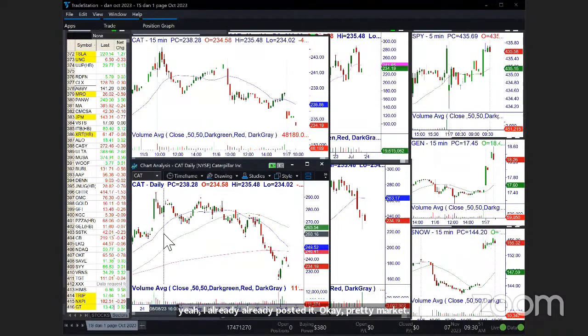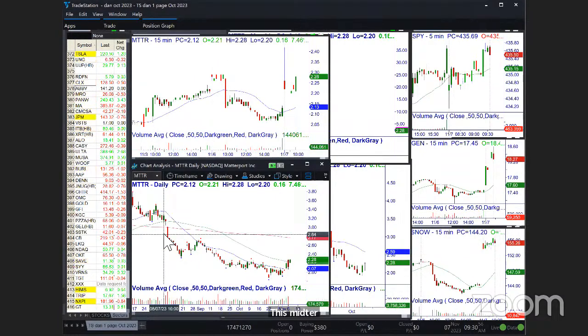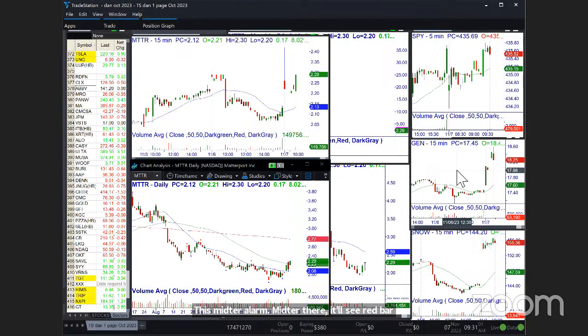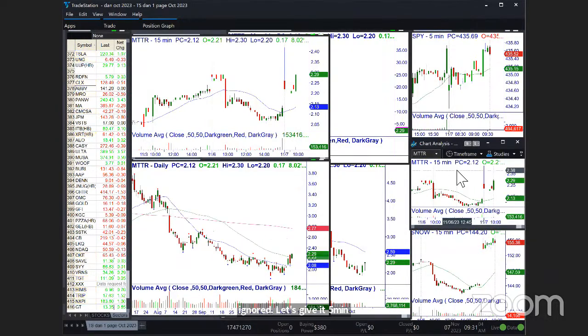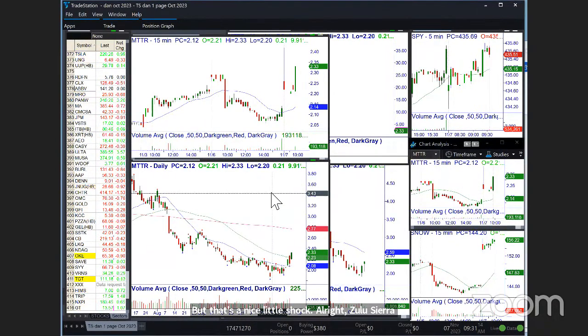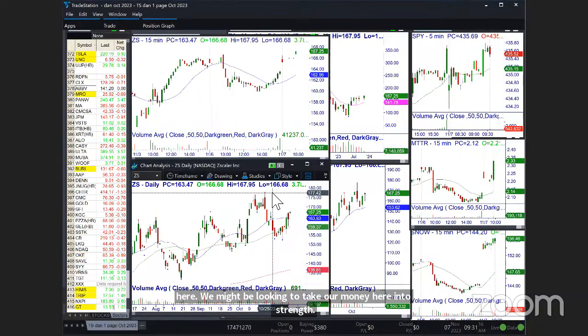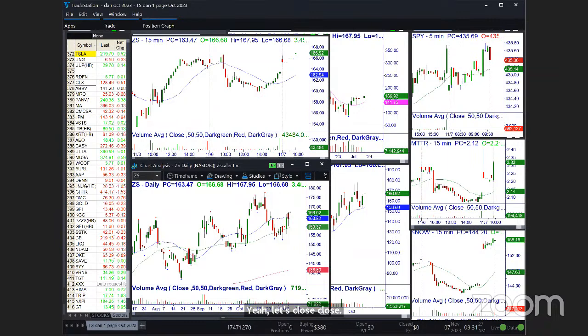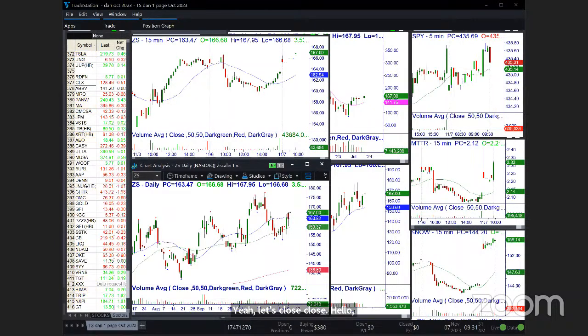This Mitter alarm. Mitter there, let's see, red bar ignored. Let's give it 5 minutes on Mitter. But that's a nice little shock. All right, Zulu Sierra here. We might be looking to take our money here into strength. The Zulu Sierra 155 Friday. Yeah, let's close Zulu Sierra. We got a beautiful gain here.